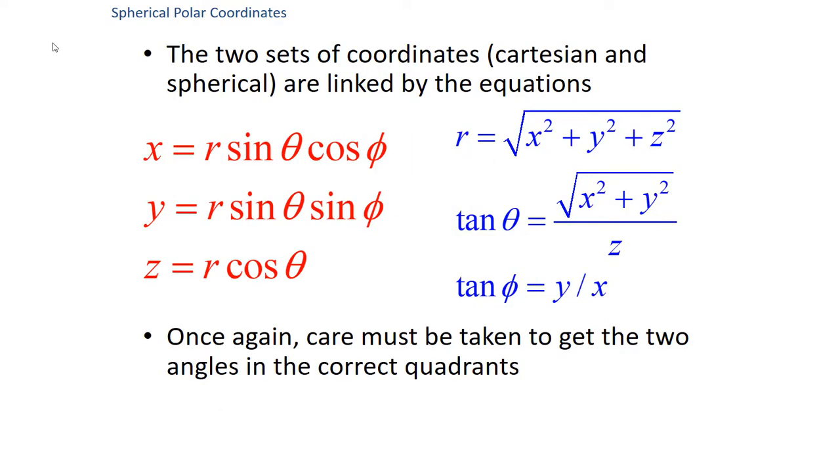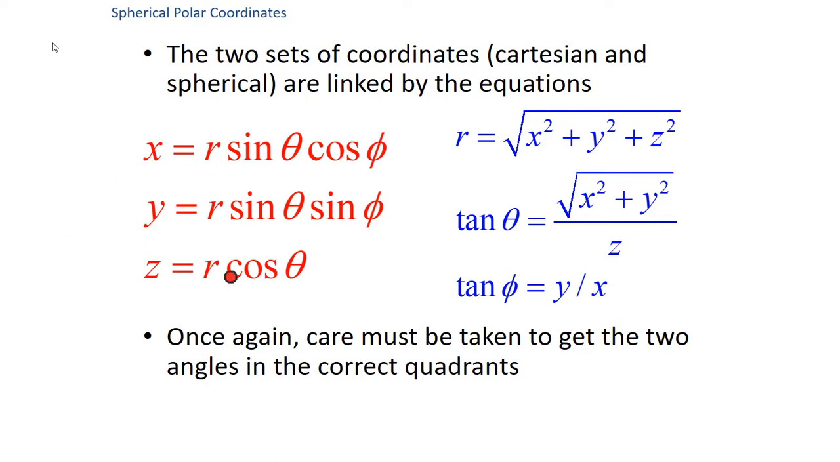We see here x, y and z all depend on r and the angles. They're all proportional to r. Distances proportional to distances. Then we have x is r sine theta cos phi, y is r sine theta sine phi, z is r cos theta. So if we know r, theta and phi, we can easily get x, y and z. We can also work the other way.